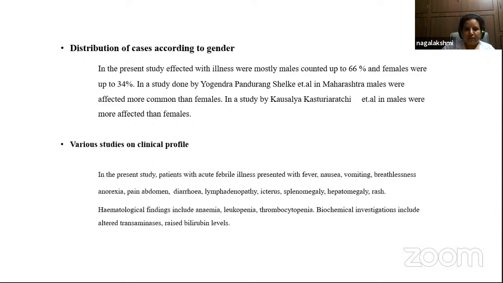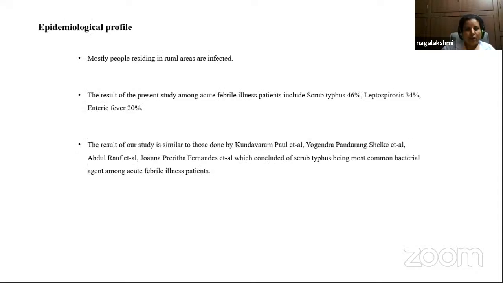In the present study, patients with acute febrile illness presented with fever, nausea, vomiting, breathlessness, anorexia, pain abdomen, diarrhea, lymphadenopathy, icterus, splenomegaly, hepatomegaly, rash. Hematological investigations include anemia, leukopenia, thrombocytopenia. Biochemical investigations include altered transaminases, raised bilirubin levels. Epidemiological profile: mostly people residing in rural areas are infected.